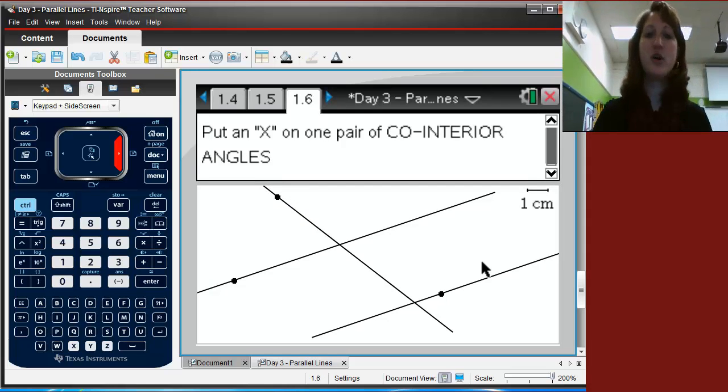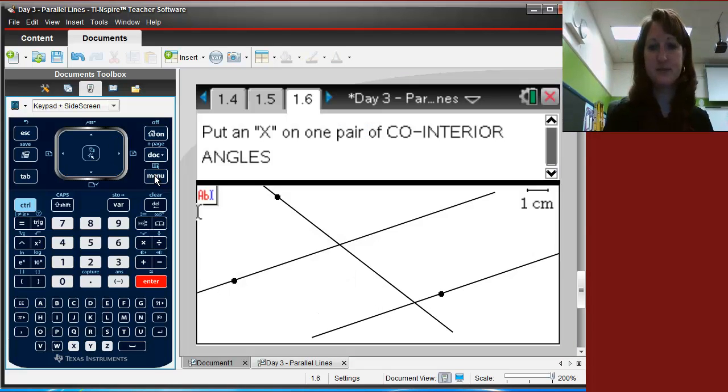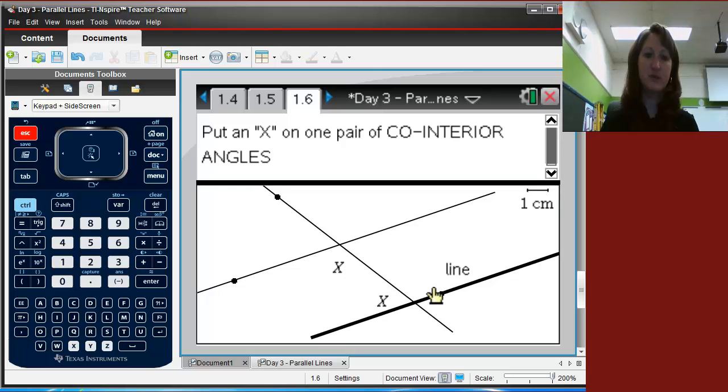Okay, next one, co-interior. Well, co means same side. So co-interior means that they're on the same side of the transversal inside the parallel lines. So again, we'll mark one pair with an X. So same side of the transversal, and they have to be inside the parallel lines. So that would be one pair of co-interior angles.